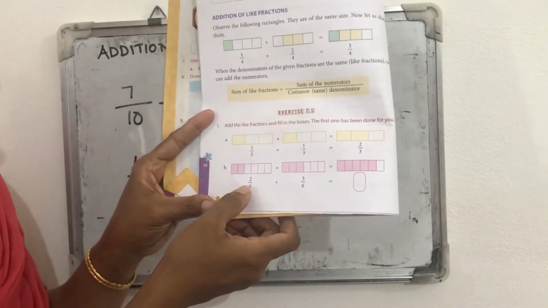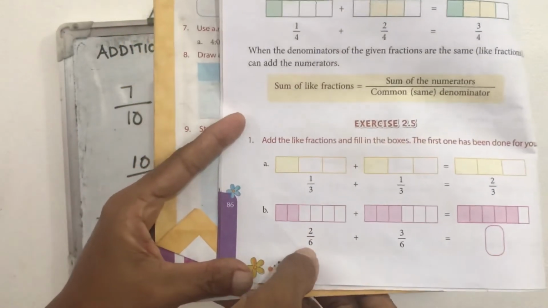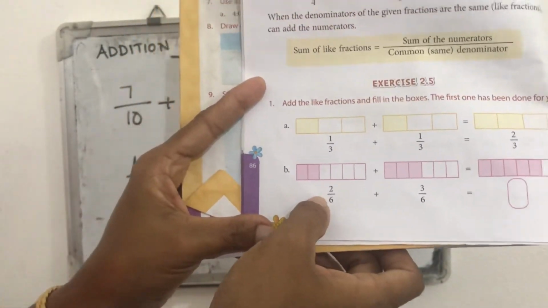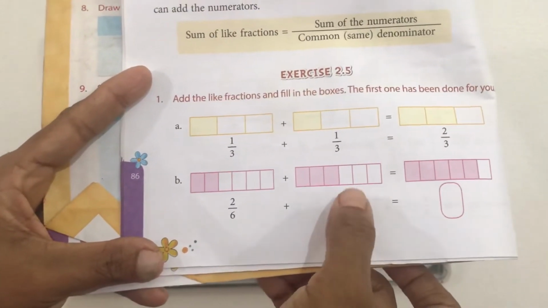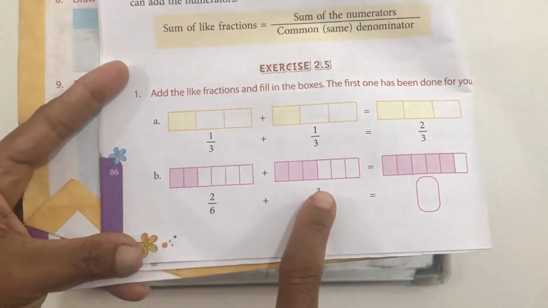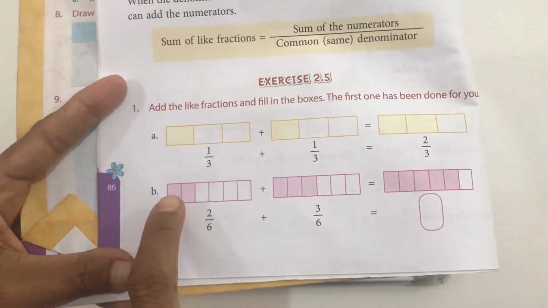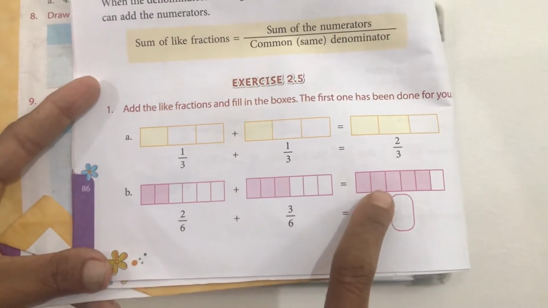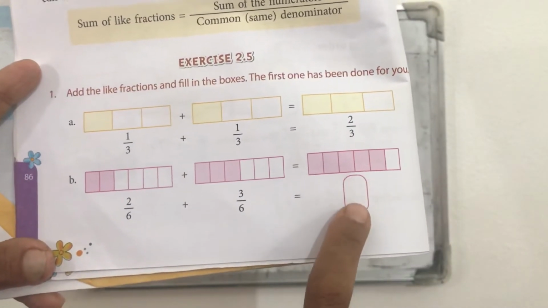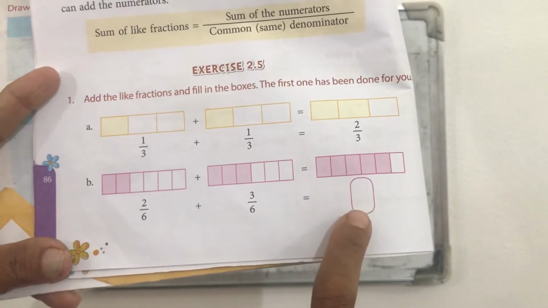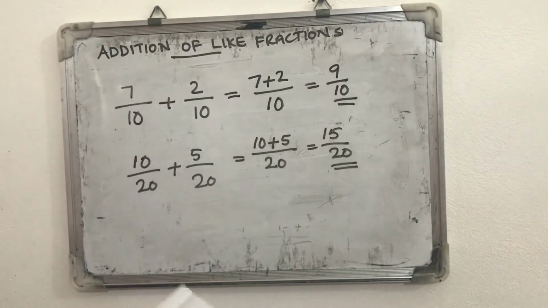Just like here, the first fraction is 2 by 6. What is the fraction of this shaded part? 2 by 6. Then 2 by 6 plus, here it is 3 by 6. 2 by 6 plus 3 by 6. In total how many columns are shaded? Here 2 plus 3, 5. Now look here, 5 columns are shaded. So what will be its fraction? 5 by 6. Just like this you can do it fully.